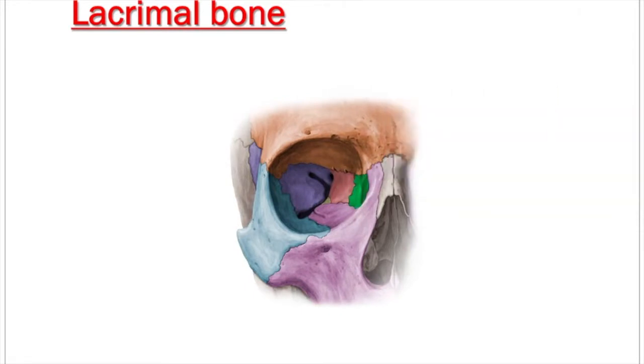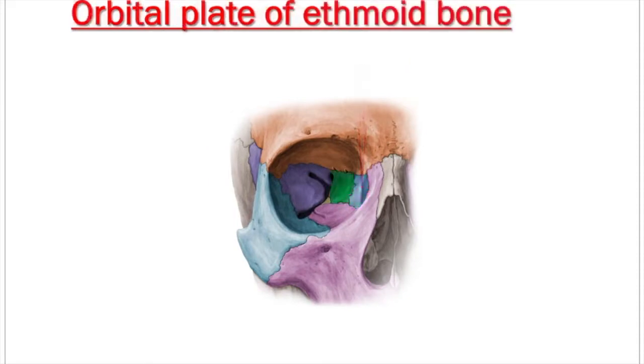In this lacrimal bone, you are watching this groove. This is called the lacrimal groove, which has a raised crest in front and a raised crest behind. This is called the posterior lacrimal crest. This is called the anterior lacrimal crest. In between there is a groove. That is called the lacrimal groove. This lacrimal groove lodges the lacrimal sac and the nasolacrimal duct.